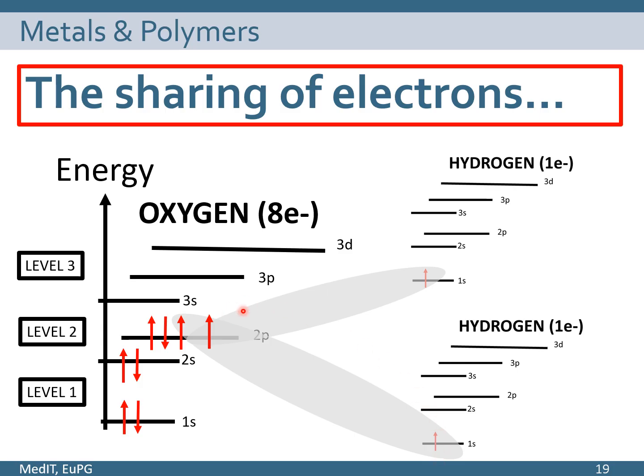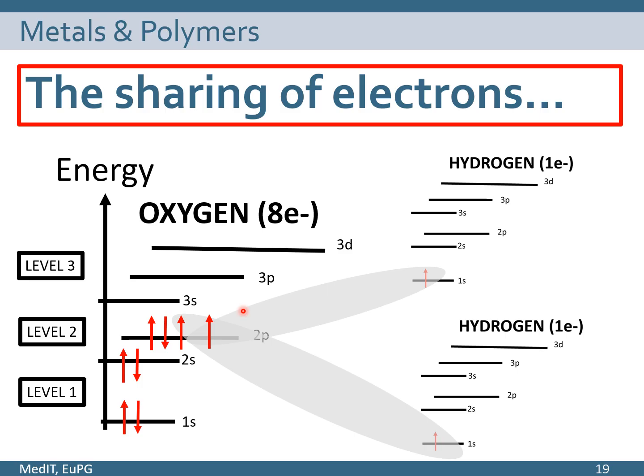Good. So oxygen thus gains two electrons, and each hydrogen gains one electron through sharing. This is a very good solution for everyone. And this very good solution for everyone is a chemical bond, specifically called a covalent bond.